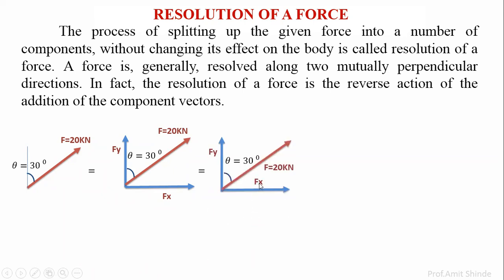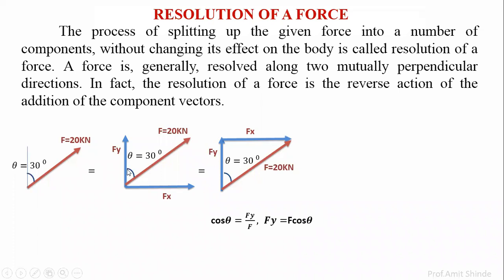Now here, Fy and Fx are the two sides of a triangle. Fx is one side, Fy is another side, and F is the third side of the triangle, with angle theta over here. Now again from the geometry, cos theta is equal to adjacent side upon hypotenuse. Adjacent side is Fy, so Fy upon F. Now Fy is nothing but F cos theta.